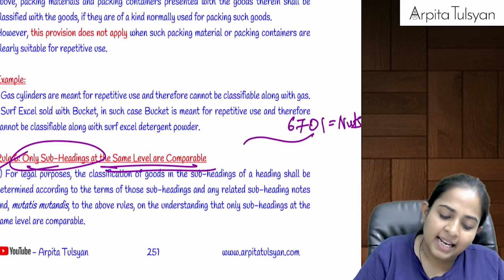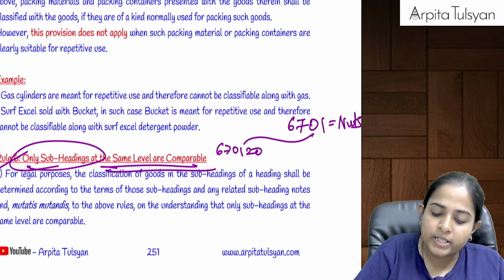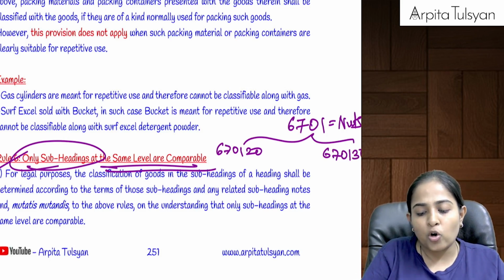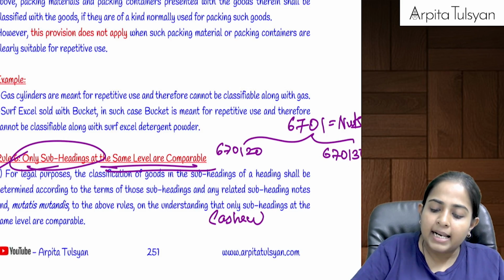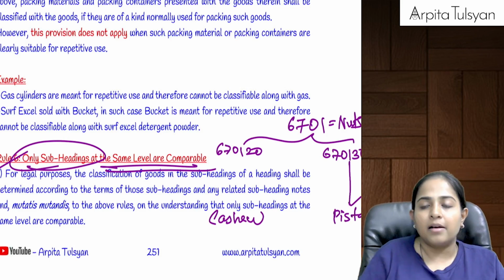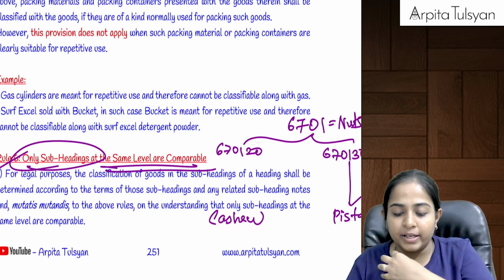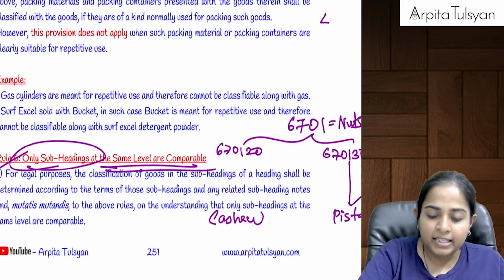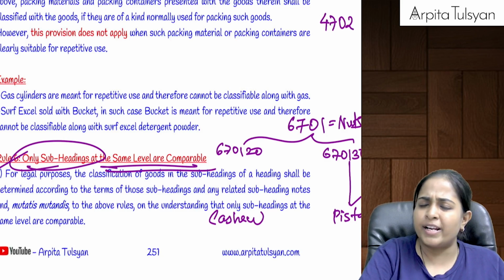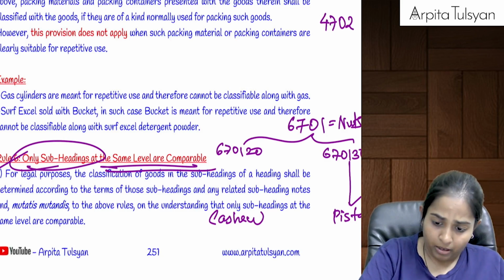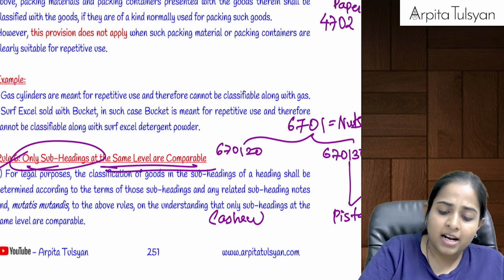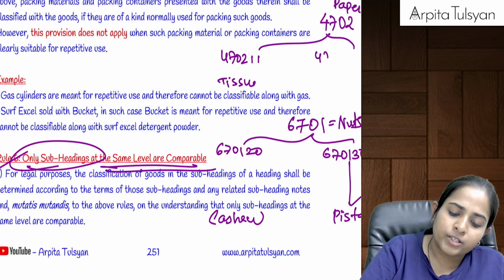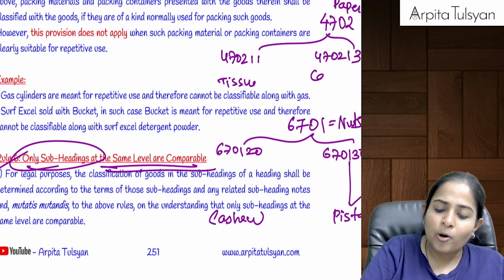Then within that there is a subheading called 670120 and then something called 670130. 670120 talks about, let's say, cashew, and 670130 talks about, let's say, pistachios. And then there is another heading called 4702, for example, which is talking about paper. In this, 470211 talks about tissue paper, and 470213 talks about carbon paper.